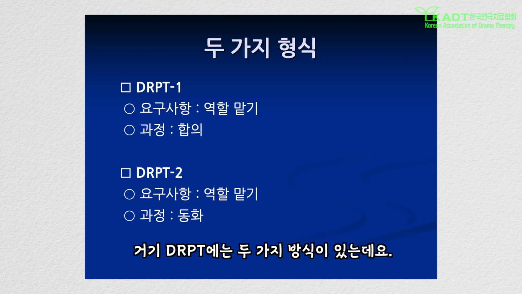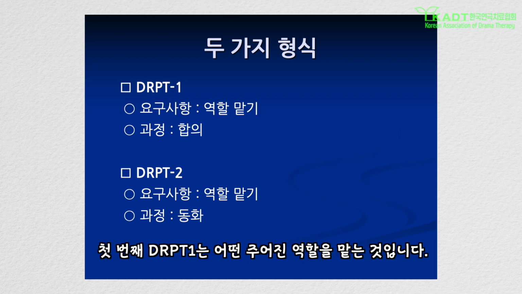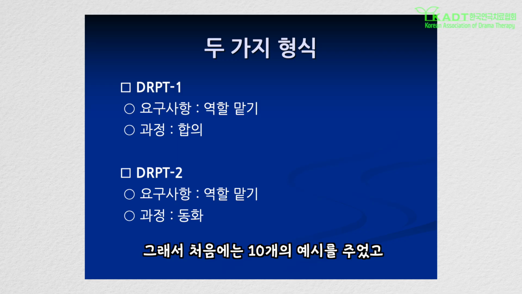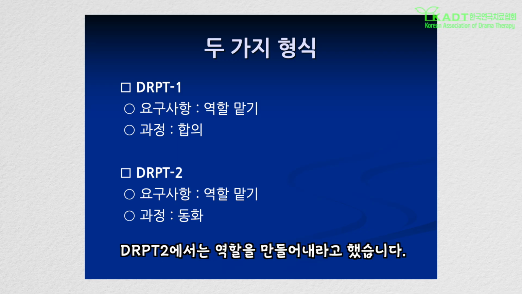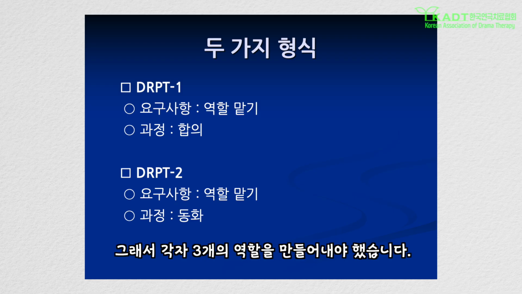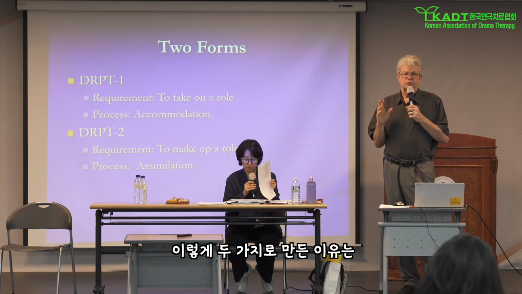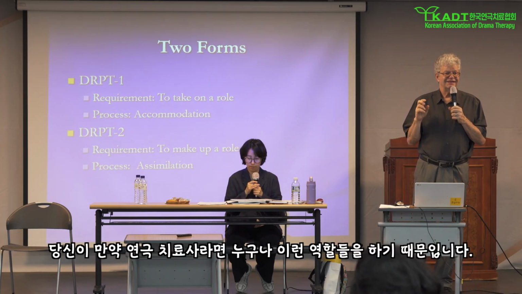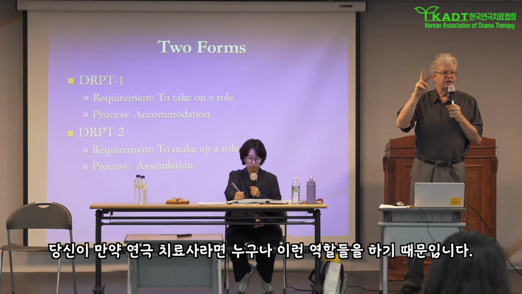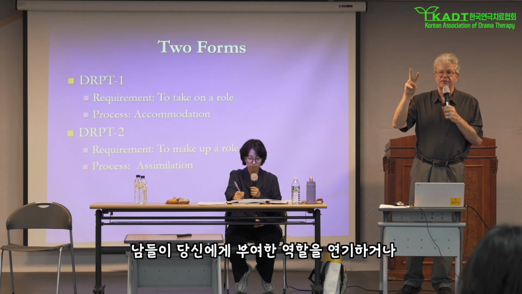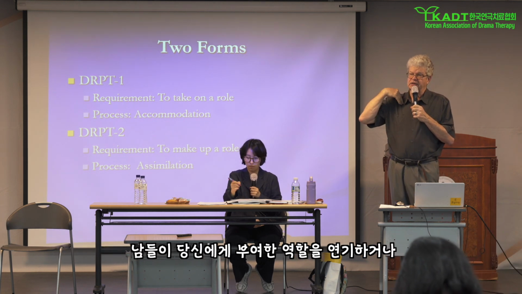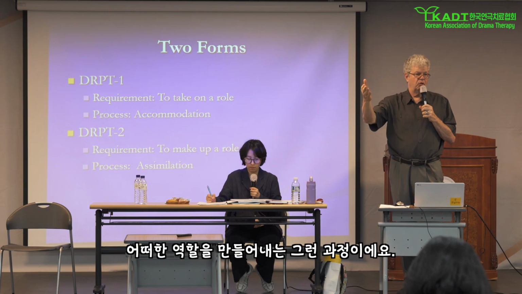There were two versions of DRPT. In DRPT 1, the requirement was to take on a role. So we gave them 10 roles, and they had to play those roles. In DRPT 2, we asked them to make up a role. So they had to come up with characters, 3 characters, by themselves. And the reason for this is these are the 2 basic things that you do in drama therapy. You play a role that somebody gives you, or you make up a role.